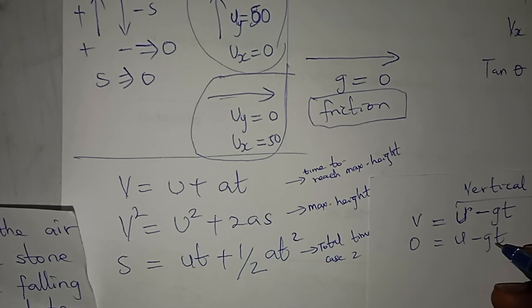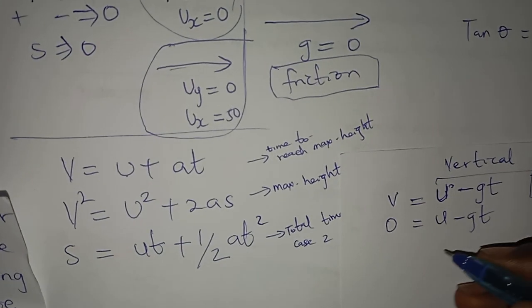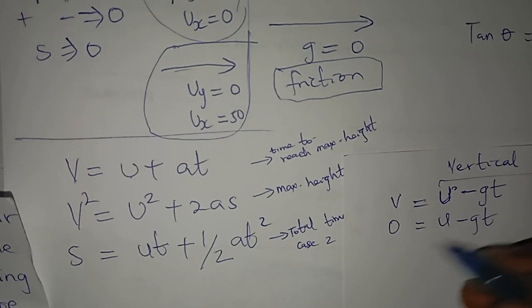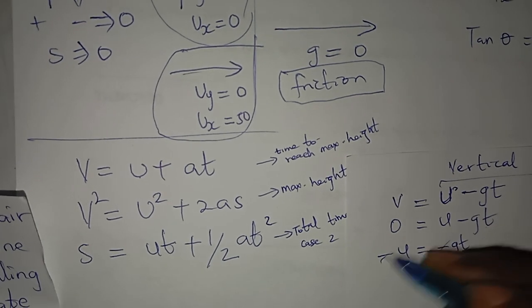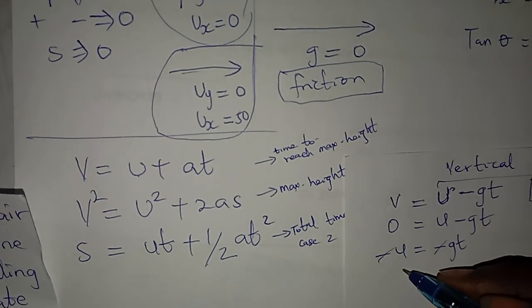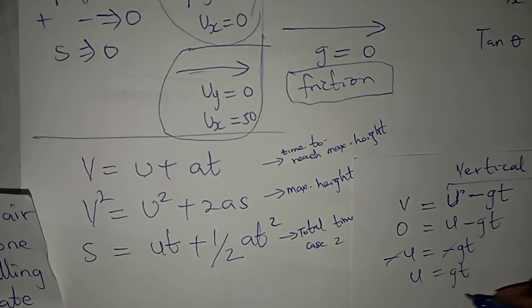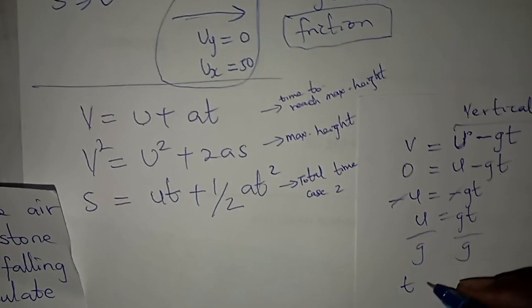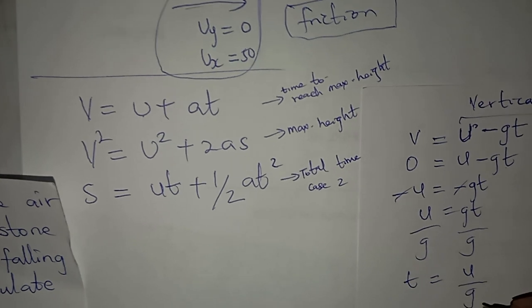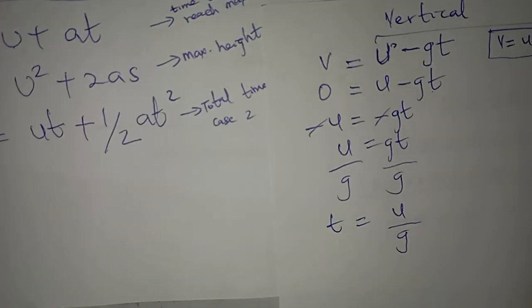So now, trying to make t the subject of the formula, this will cross, it will become minus u equals to minus gt. This and this will cancel, so that I now have u equals to gt. Divide both sides by g, so that you now have t is equals to u over g. T is equals to u over g.